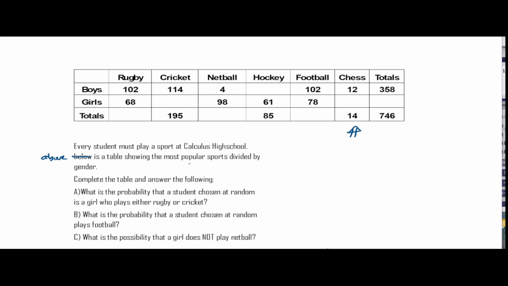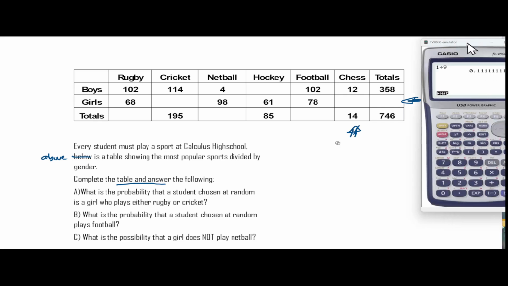Complete the table and answer the following. Okay, so we have to complete the table. So this column here in the totals is going to be the total of that plus that, and the totals along here on the rows is going to be the total of that row. So this one here is going to tell us how many total girls there are, how many total boys there are. And really it's just a Sudoku puzzle from here.